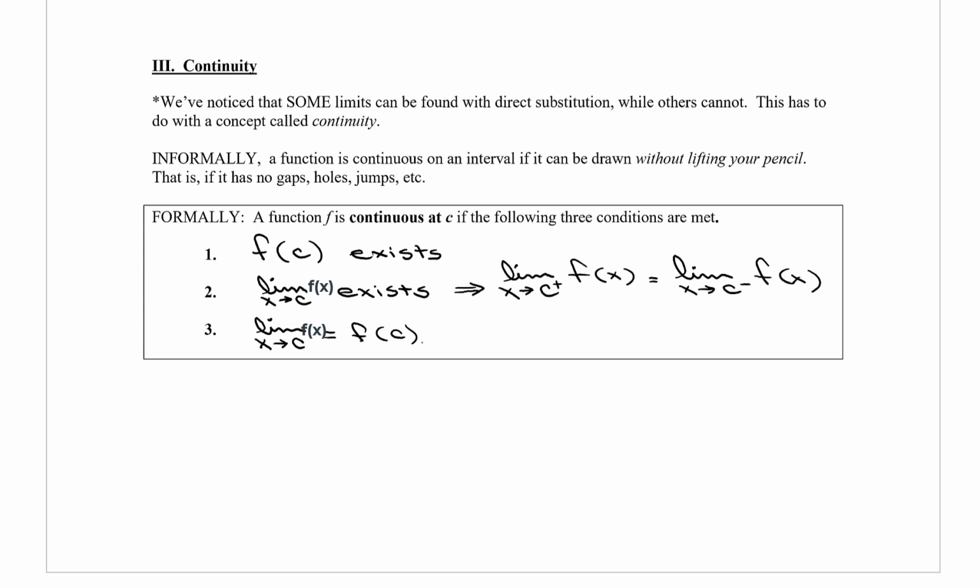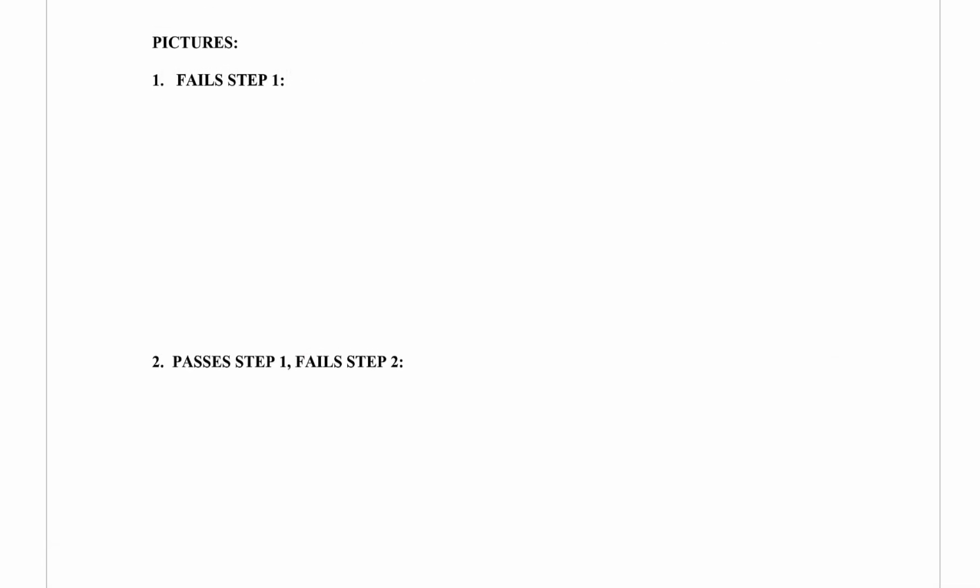All right, so let's begin with a picture that fails step 1. So let's recall what is step 1. Our step 1, or our first condition that we just talked about in order for a function to be continuous, is that f of c exists. So there must be a closed circle at the ordered pair c comma f of c. That point must exist. But in this case, it's going to fail that step.